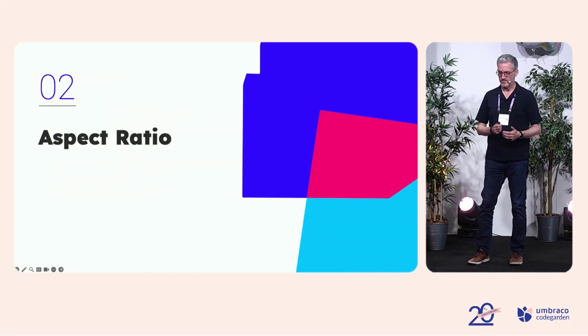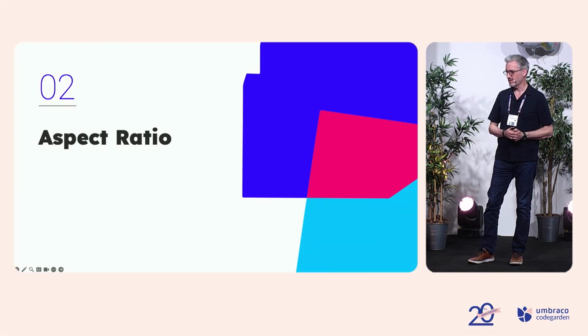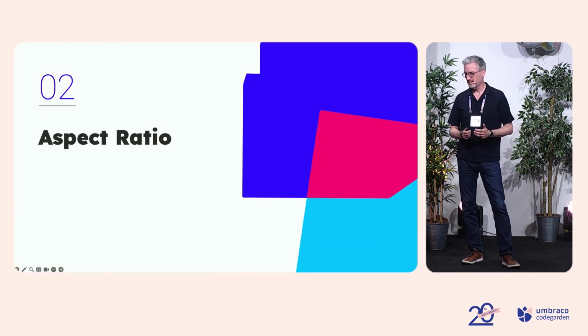So the first of those is our aspect ratio. And that's literally the relationship between the width and the height. But that has a big impact on how our images are created, how they're displayed and cropped. And also our perception of an image can be affected by the aspect ratio.